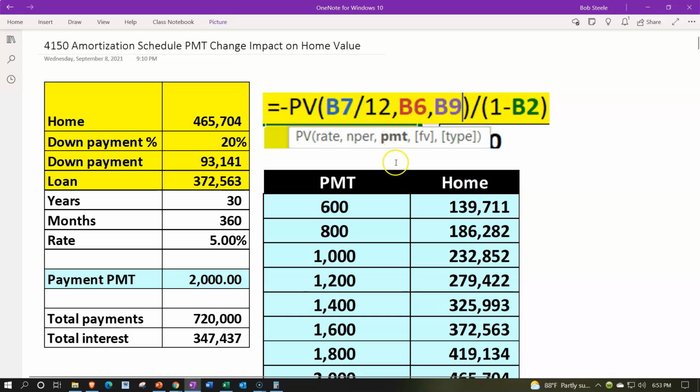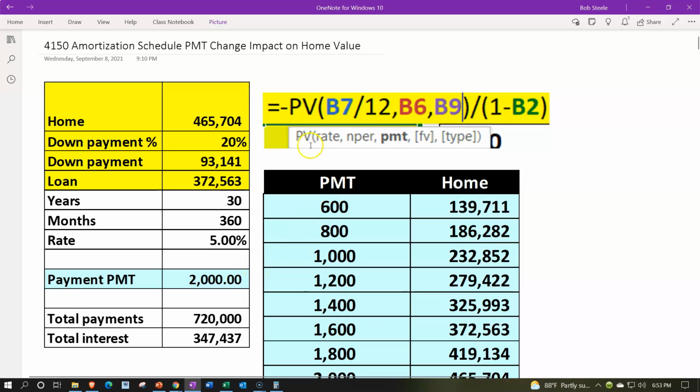The next argument is the payment amount. The payment amount, this time we just typed in there. That's the one that we're going to manually change. That's going to be $2,000 to start off with. And that then would normally give us the amount, but it would give us the loan amount.